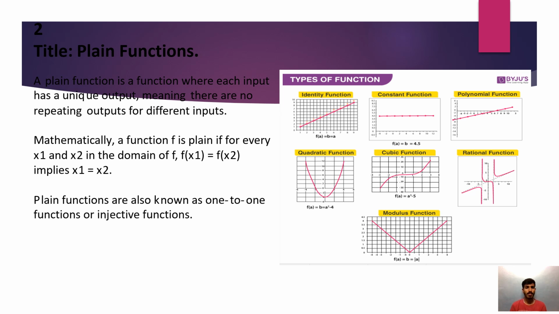Plain functions. A plain function is a function where each input has a unique output, meaning there are no repeating outputs for different inputs. Mathematically, a function f is plain if for every x1 and x2 in the domain of f, f(x1) = f(x2) implies x1 = x2. Plain functions are also known as one-to-one functions or injective functions. There are many types of functions: identity function, constant function, polynomial function, quadratic function, cubic function, rational function, modular function.